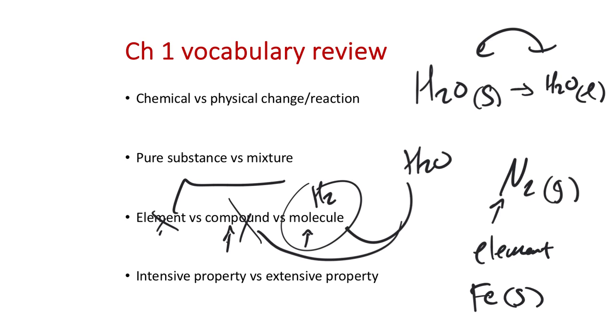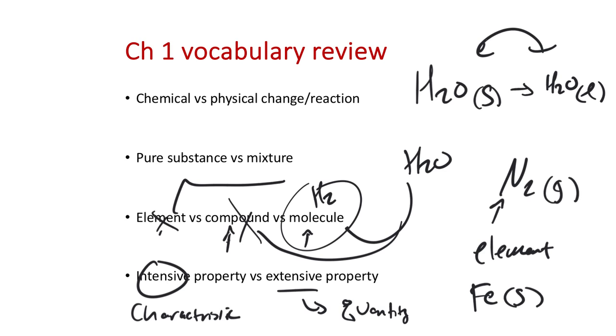And then intensive versus extensive property. The key detail here is that intensive is the characteristic property, meaning that's the one that depends on the substance, and that's the one that's not quantity dependent. The extensive property is just a simple quantity dependent property. And by quantity dependent, we mean it doesn't depend on the specific substance.